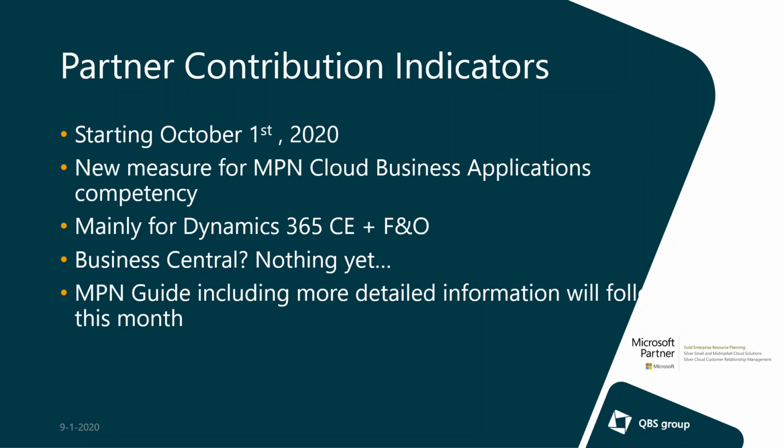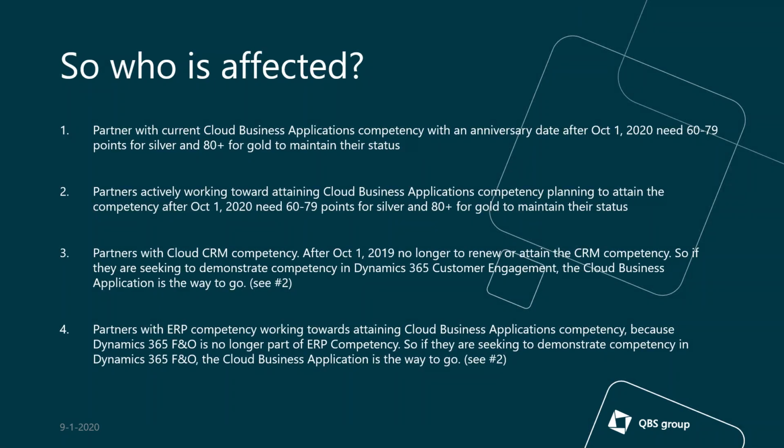And once this becomes available, we would like to share that, of course, with you through our known channels like the Partner Portal and Yammer. So who is affected? Especially partners with a current cloud business application competency with an anniversary date after October 1st. They need some new amount of points to maintain their status, and I will come back to the points later on.